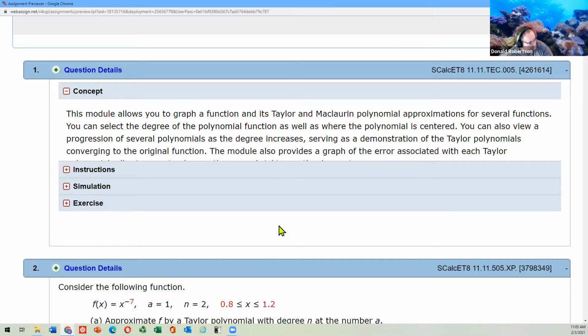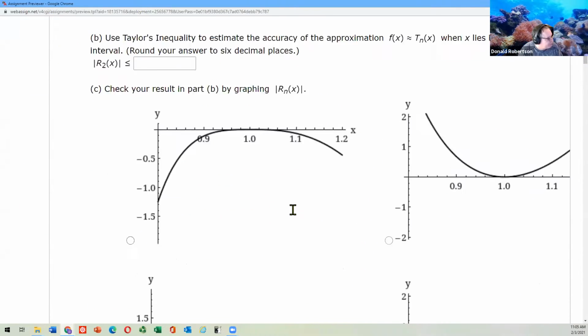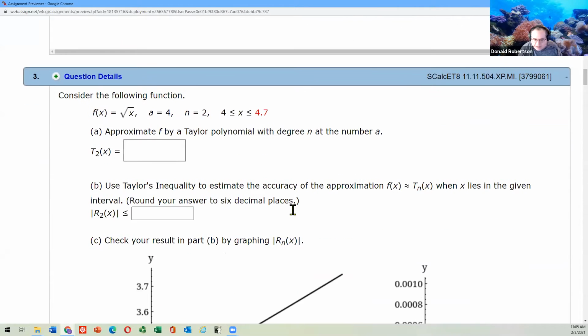I don't like the questions, and that was brought to my attention. I thought they showed you the error, so you would just read off the answer and write it down, but evidently not. So that's that.